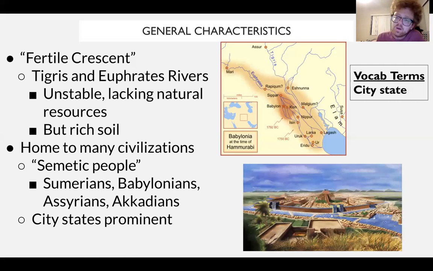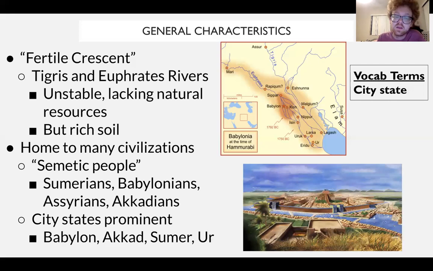And in this area, we mostly are going to see city-states. We are mostly going to see political systems that mostly just comprise a city and its surrounding territory. And it's for this prominence of city-states that a lot of these civilizations get their names. I mean, the Babylonians, you can guess where they're from. They're from Sumer. No, I'm just kidding. They're from Babylon. The Akkadians from the city of Akkad, and Sumer for the Sumerians.